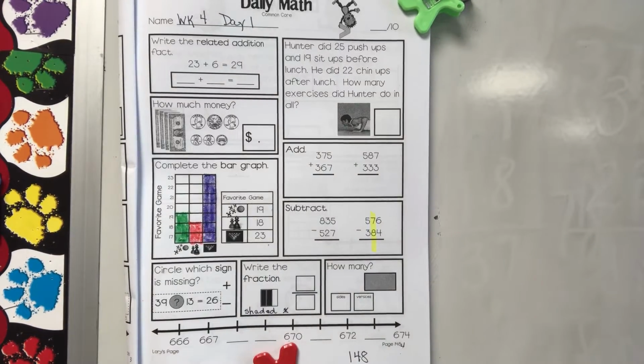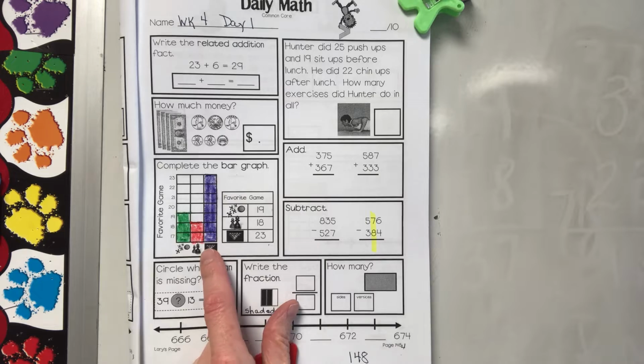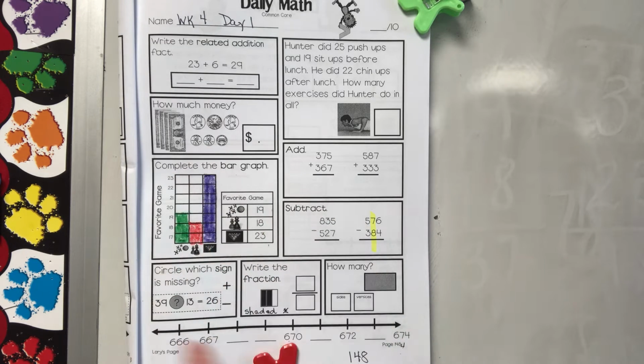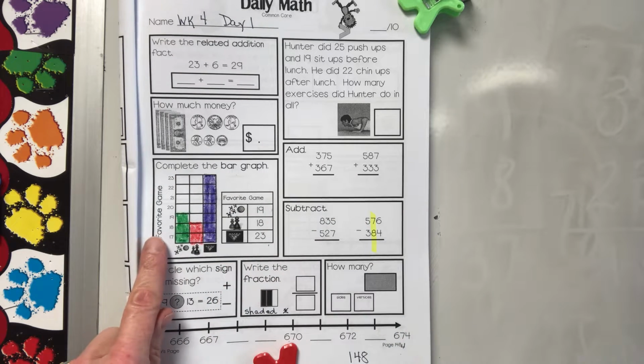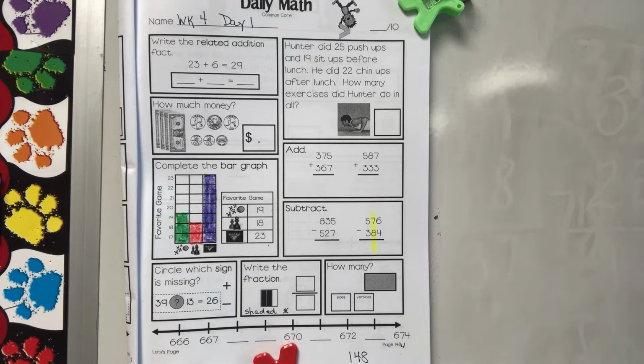Hi, second graders. Today is Monday, April 20th, and it's week 4, day 1, and I'm on the math portion of our assignment, and we're going to focus a little bit on the daily math packet. So specifically, we're going to look at the complete the bar graph, and this is a bar graph of favorite game. So we're going to say this is like a smaller second grade class, or grade, excuse me.